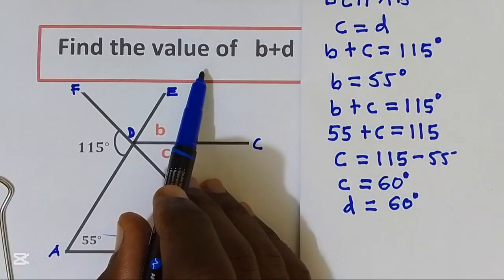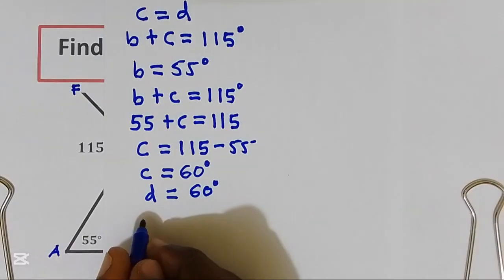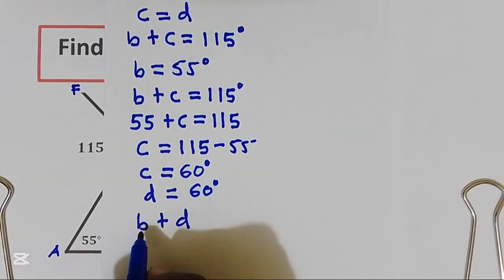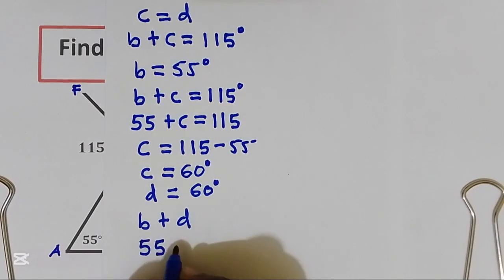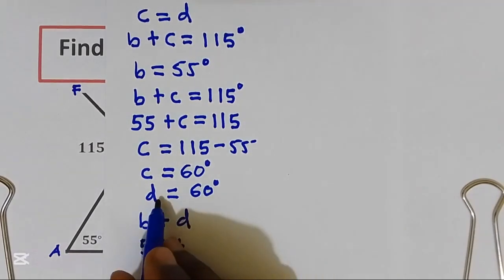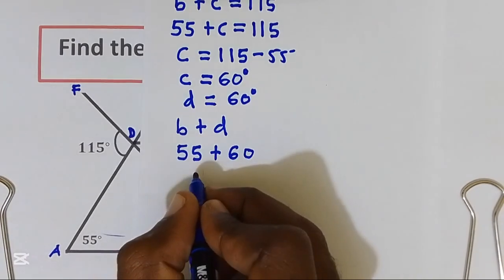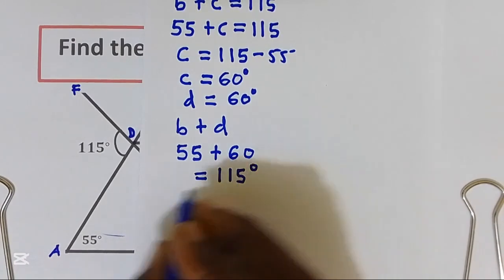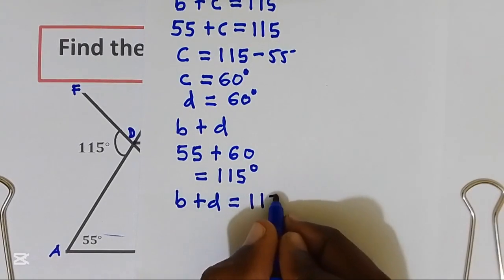From our question, we need to get the value of B plus D. We need B plus D, but we have B equal to 55. That is 55 plus D, which is 60. So plus 60, we get the answer equal to 115 degrees. So the value of B plus D is equal to 115 degrees.